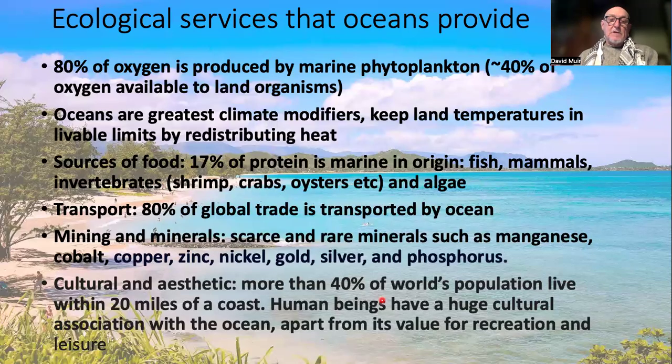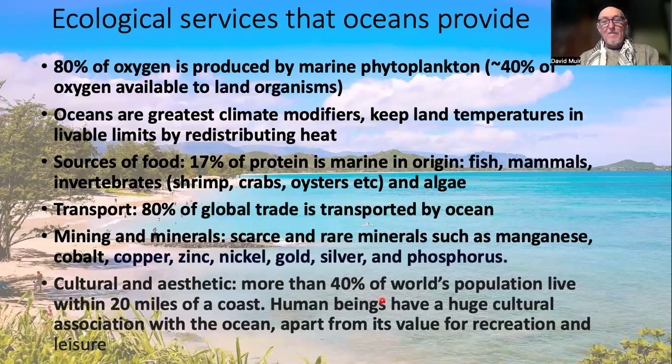The second thing that's important about the oceans is that they are the great climate modifiers. They make it possible for life to occur on a very wide area of the land. They modify the climate by redistributing heat. Now, if you don't understand that, go back to our discussion about biomes, because we talked about how oceans redistribute heat around the planet.